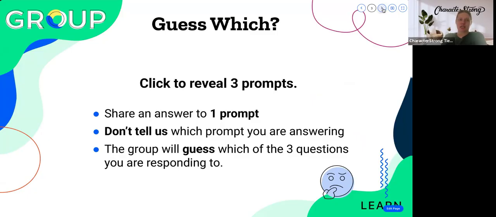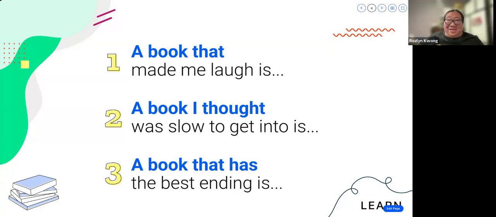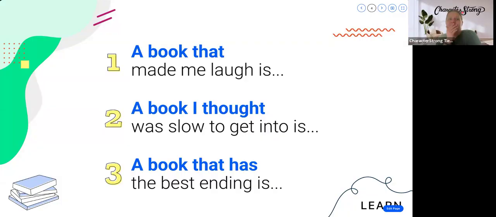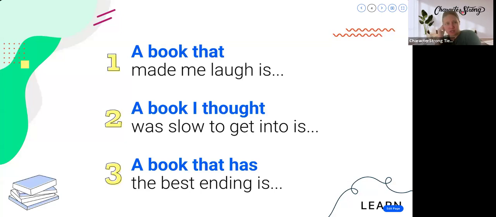So, Roslyn, do you mind demoing this with me? So I'll ask you to respond to one of these prompts, but don't tell me which one you're responding to. What would your answer be? This is hard. Okay. If someone wants to share in the chat. Sorry. So you have to share a book, but you can't tell me which prompt. So my answer would be Book Lovers. That is the book. That's my answer.